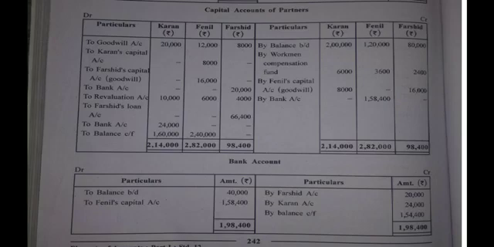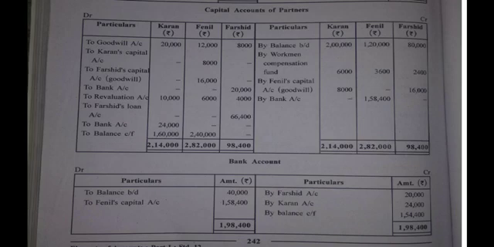98,400 minus 8,000. Yes? Minus 8,000 and 4,000. I repeat, 98,400 minus 8,000, which is for goodwill, and 4,000, which is the loss on revaluation. So what is the balancing figure that you obtain? It is 86,400. So 86,400 is payable to Farshid.